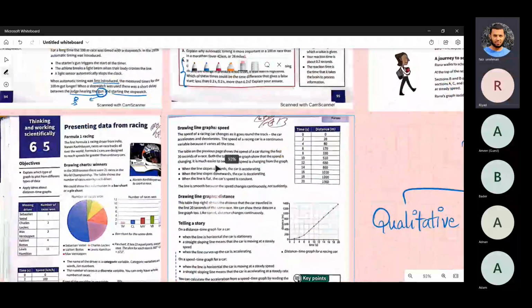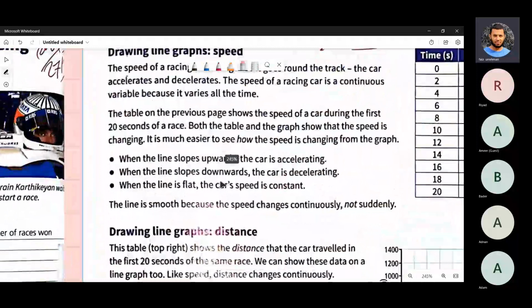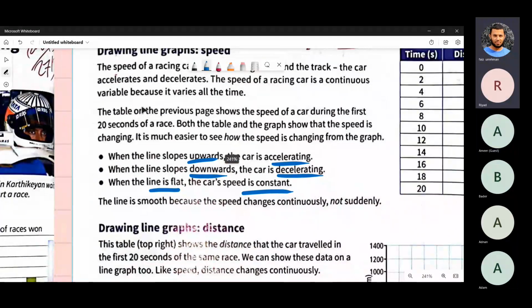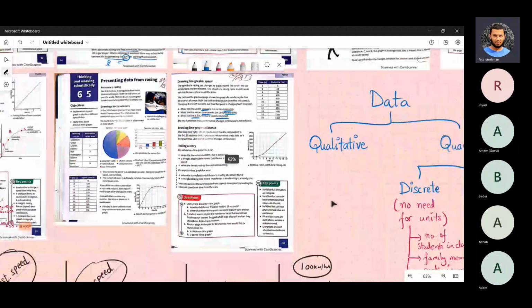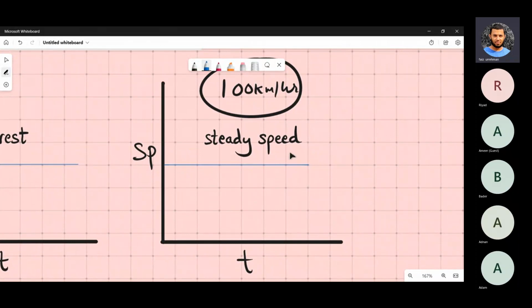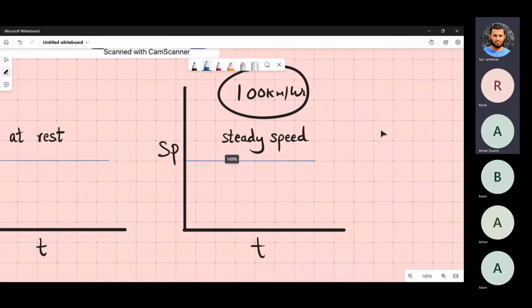Now they are giving some notes here, the thing I told you. When the line slopes upwards, it means acceleration. When the slope is downwards, deceleration. And when the line is flat, horizontal, it is steady or constant speed. Already I told you in the tricky question that I asked you here. I will write constant in brackets so you don't get confused.